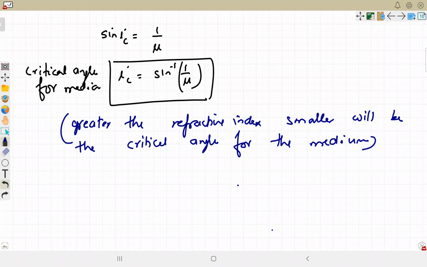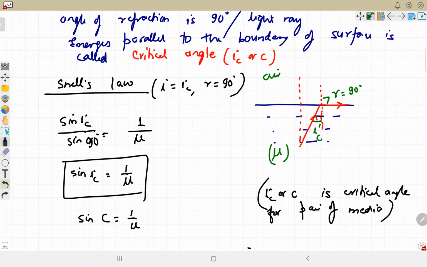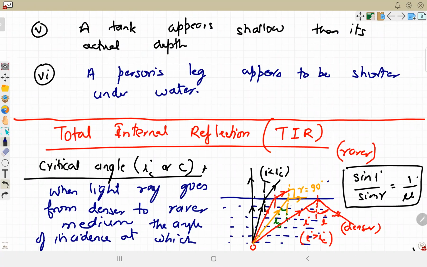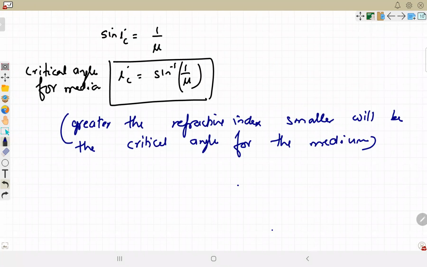जब लाइट डेंसर से रेयर में जाती है तो there are three possibilities. Angle of incidence less than critical angle तो लाइट बाहर निकल आएगी. Angle of incidence is equal to critical angle, लाइट पैरेलल निकलेगी. But if angle of incidence is greater than critical angle तो लाइट अपने ही मीडियम में वापस आ जाएगी, and then it looks like reflection. Now it looks like reflection, and therefore it is called total internal reflection.